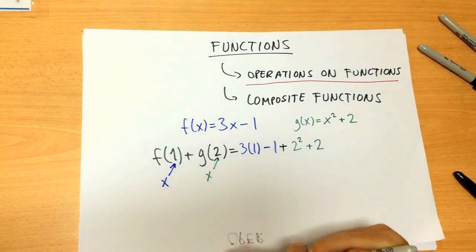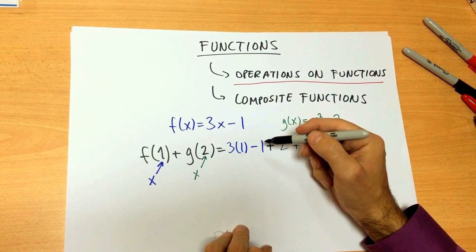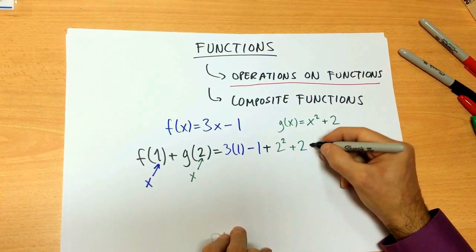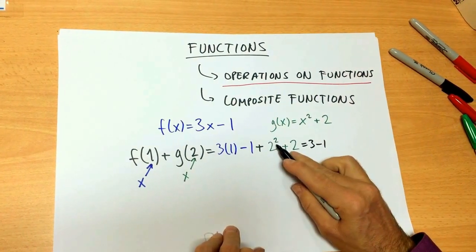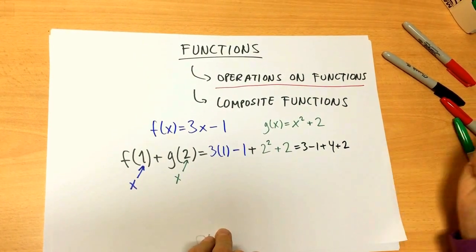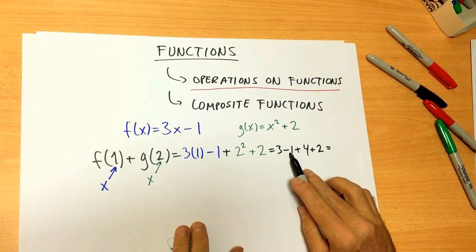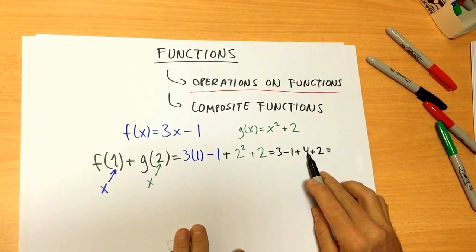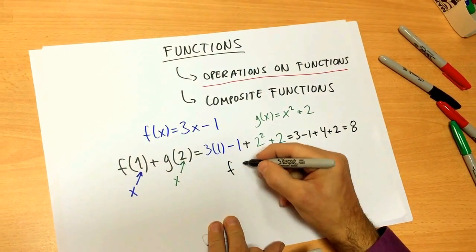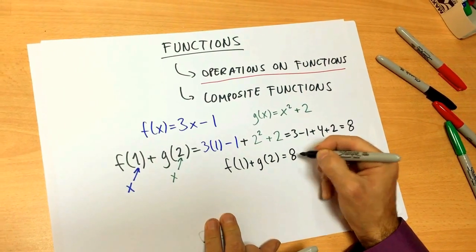And after that, we're back to regular math, where we'll evaluate what this is. 3 times 1 minus 1, well, 3 times 1 is just 3, so I have 3 minus 1 plus 4 plus 2. Like this. And this is equal to, so 3 minus 1 is 2, 2 plus 4 is 6, 6 plus 2 is 8. So my answer is f of 1 plus g of 2 is equal to 8.